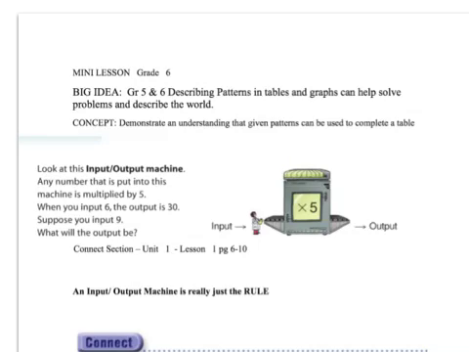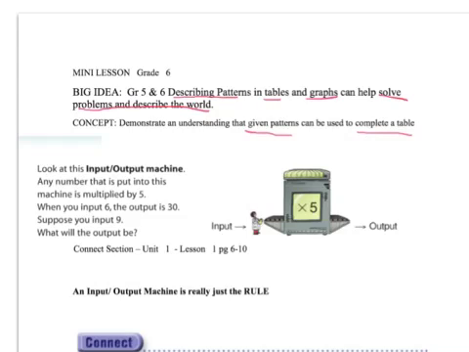Right, today we're going to begin our unit on patterns. Our big idea for this unit is describing patterns in tables and graphs can help us to solve problems and describe the world. Our concept for today is to demonstrate an understanding that given patterns can be used to complete a table. So the pattern being given to you, you're using it to complete the table.